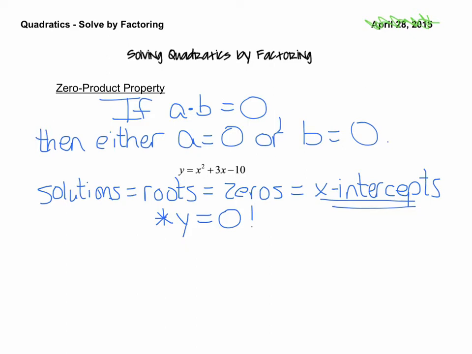I think I mentioned in the last video, that's one reason we call them zeros, because it's where y equals 0. So what I've actually got here, if I'm trying to find the x-intercepts, then instead of y equals x squared plus 3x minus 10, I can have 0 equals x squared plus 3x minus 10.